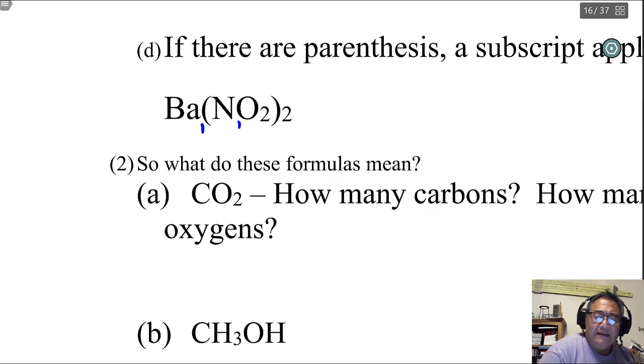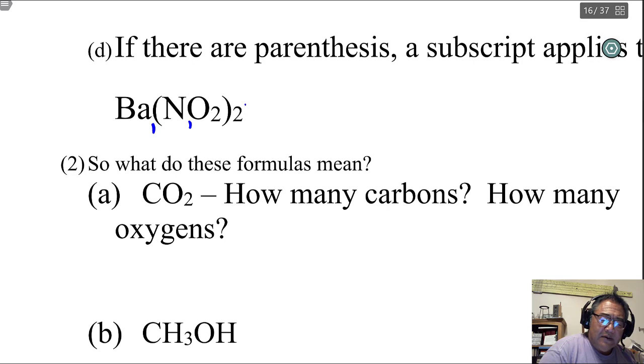Again, we don't write that, but we know that that's there. And then out here, you notice there's a subscript 2. So this subscript 2 multiplies everything inside those parentheses, like this. Okay? Just like it would in a math equation. So what does that mean, right?